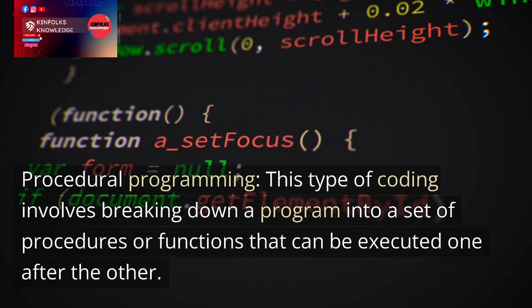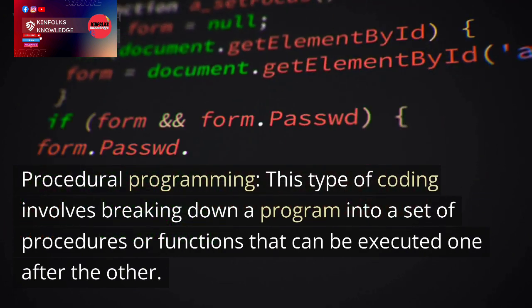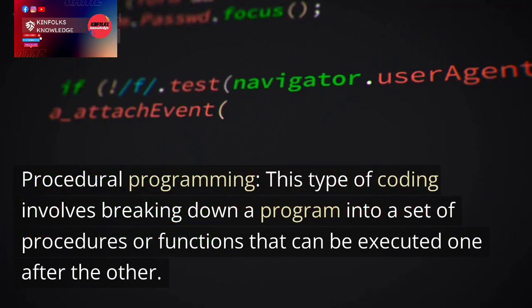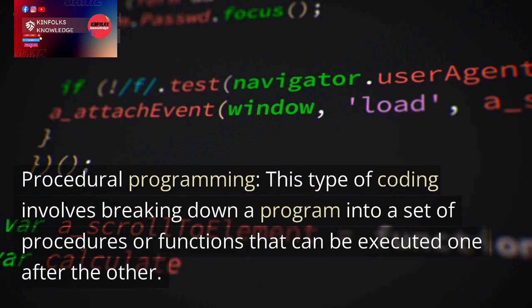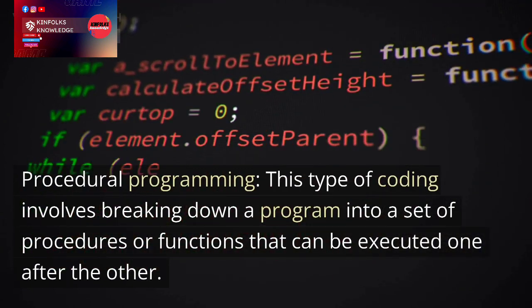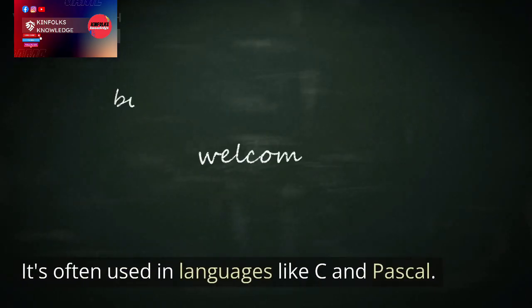Procedural programming. This type of coding involves breaking down a program into a set of procedures or functions that can be executed one after the other. It's often used in languages like C and Pascal.